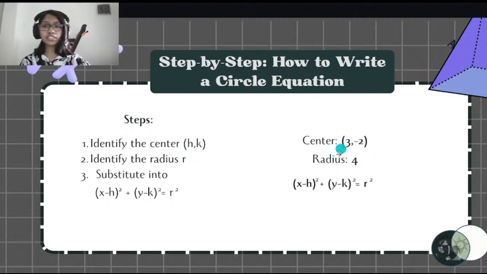H is 3. K is -2, so it becomes +2 since 2 is negative. R is 4. Step 4. Simplify.